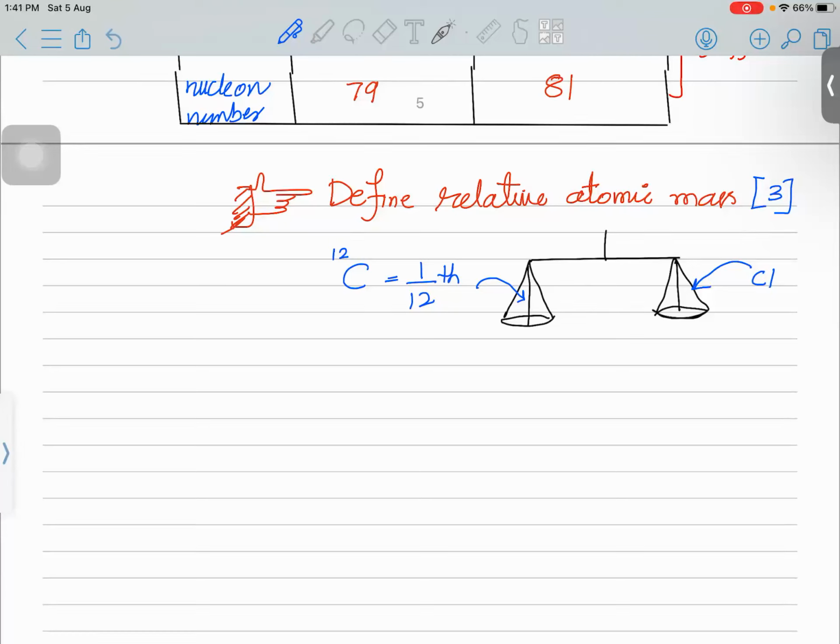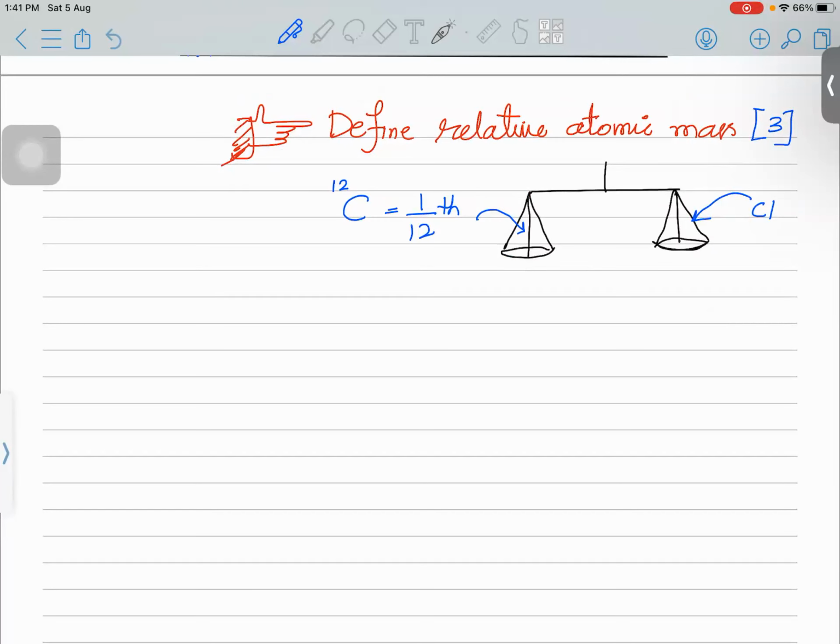After comparison, you will get the mass of chlorine. This is called relative atomic mass of chlorine. Are you getting my point or not? Yes, I am. So it's the ratio of the atomic mass of an atom compared to carbon 12. Why carbon 12? Because carbon 12 is the only element which has exactly 12.0000 mass. That's why we use carbon.